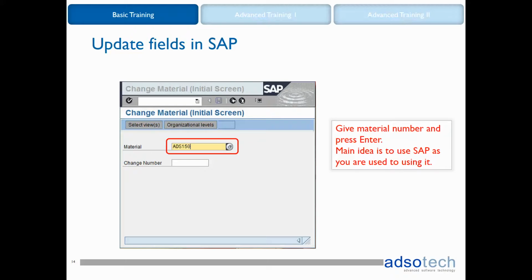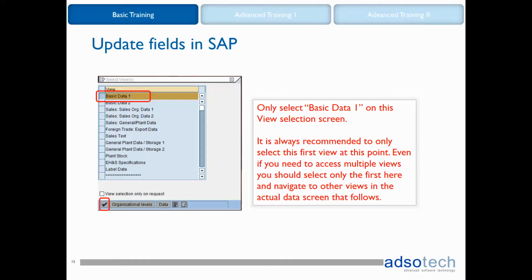The main idea with the recording of my SAP actions is to simply use the SAP screens and fields as I'm used to using them. So let's start by giving the material number and pressing Enter on the keyboard. In MM02, we are now presented with a view selection list, and you should only select Basic Data 1. In the following screens, you are able to navigate to whatever views you wish.